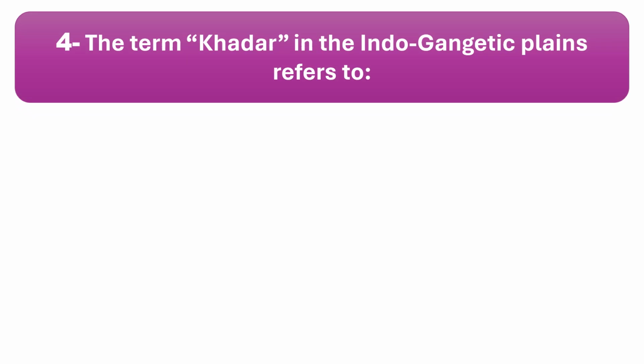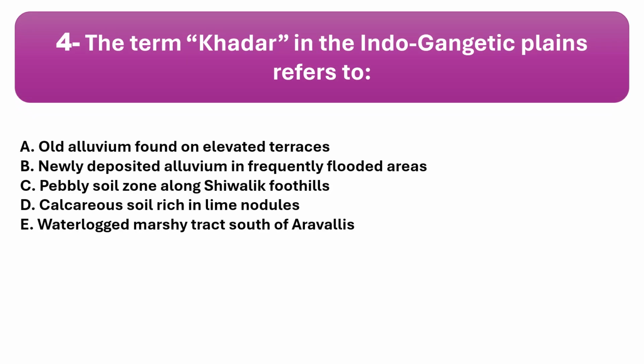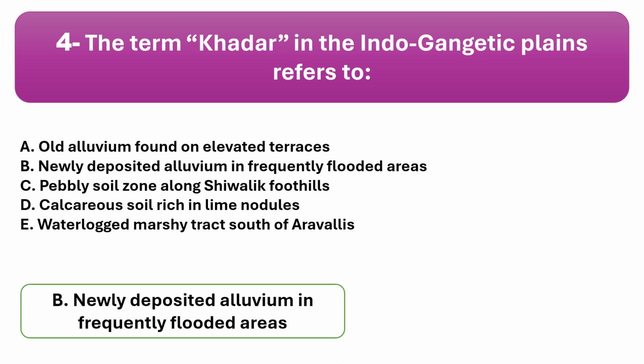Next question. The term Kadar in the Indo-Gangetic Plains refers to. The options are A. Old alluvium found on the elevated terraces. Option B. Newly deposited alluvium in frequently flooded areas. Option C. Pebbly soil zone along the Shivalik foothills. Option D. Calcareous soil rich in lime nodules. Option E. Waterlogged marshy tracts south of Aravallis. The correct answer is option B. Newly deposited alluvium in the frequently flooded areas is called Kadar.